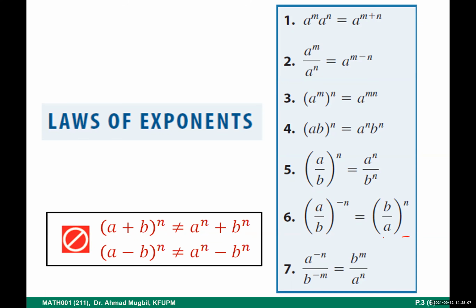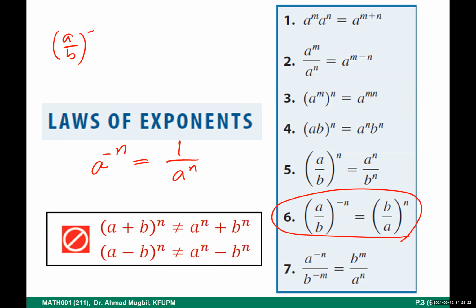Property number 6 says it's just a generalization of the reciprocal idea. A to the power negative n is 1 over a to the power n. So the same here. In fact, a over b all to the power negative n is just 1 over a over b all to the power n.